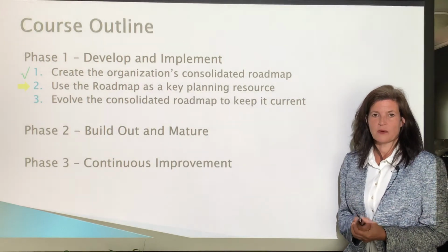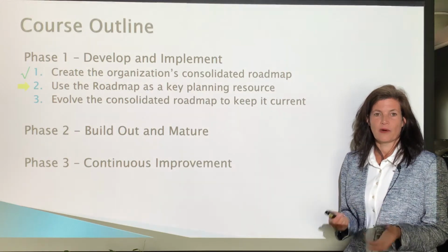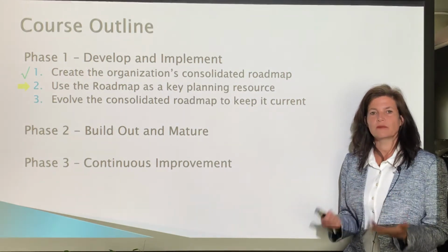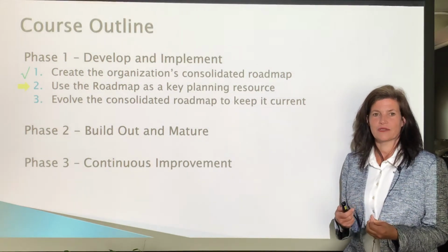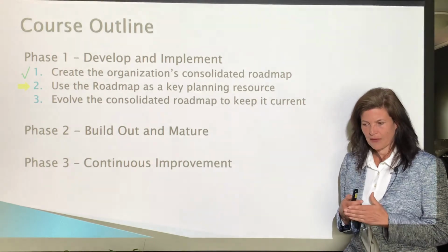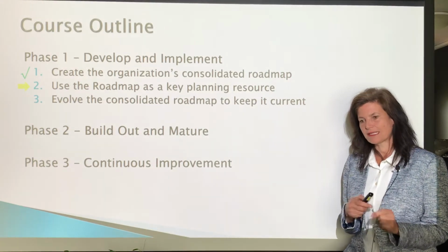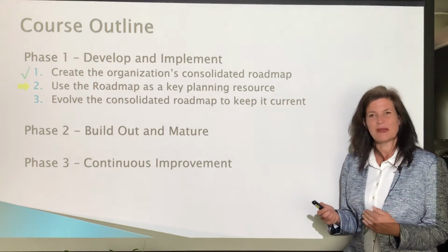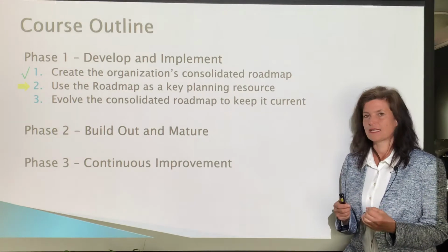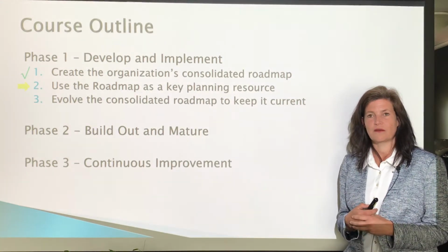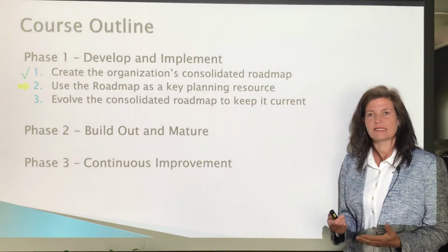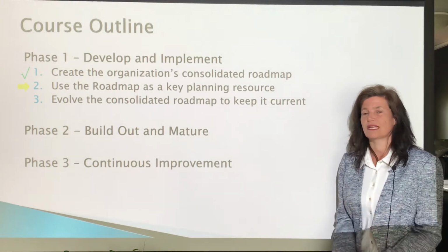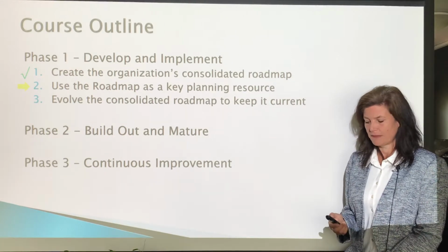So we completed Module 1, which was creating the organization's consolidated roadmap. This module is going to cover how we start to use that roadmap as a key planning resource. I do want to make a correction to that last module. I ended the module by saying that phase took about 3 to 4 weeks. It should have been months. That first phase takes about 3 to 4 months to create that consolidated roadmap. And the biggest reason is those meetings with the senior executives. It's not easy to bring them all together and get on their timetable.